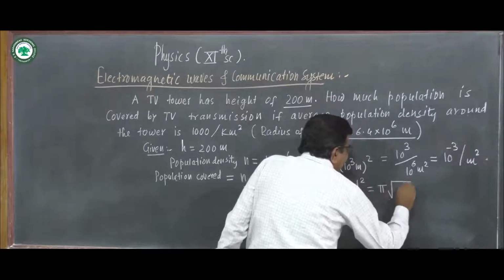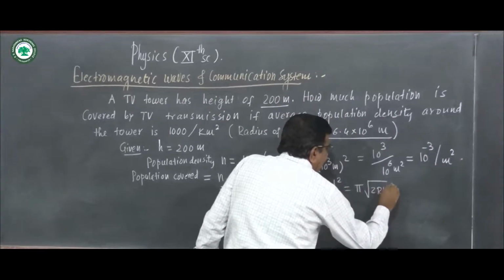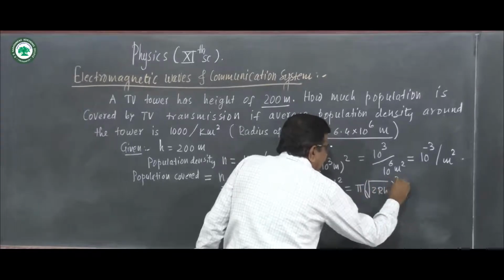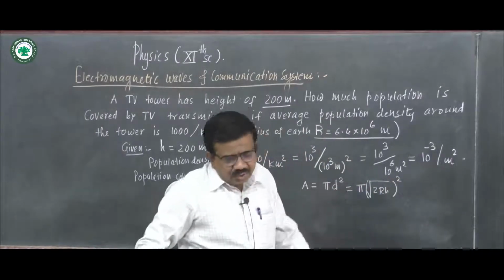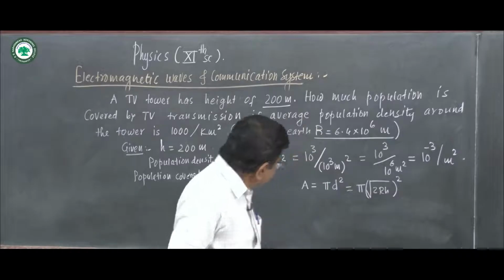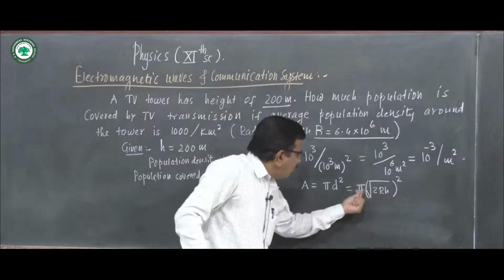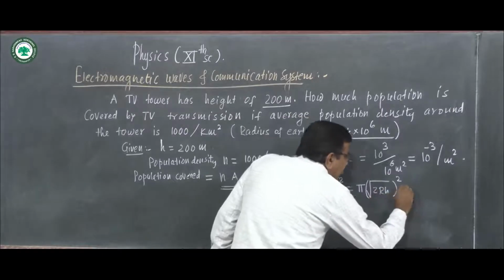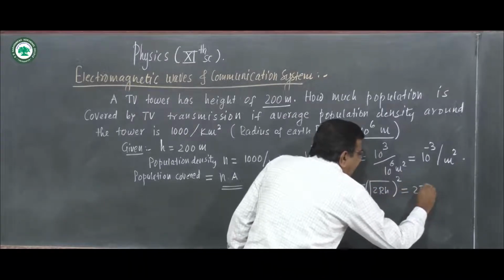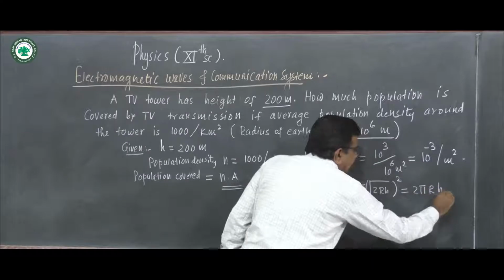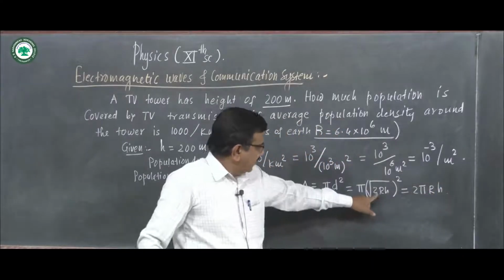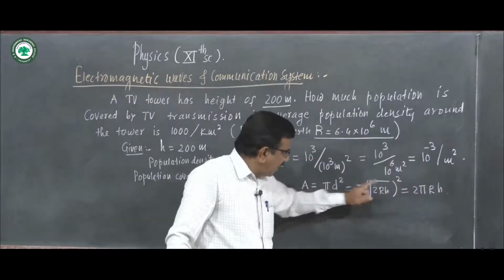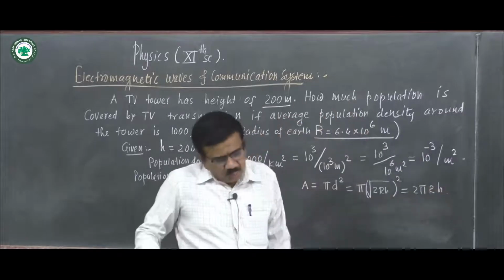Range we know it is square root of 2 RH. So this square is 2 RH, and the area is 2 pi R into H. By squaring this we get 2 RH into pi, that is 2 pi RH.